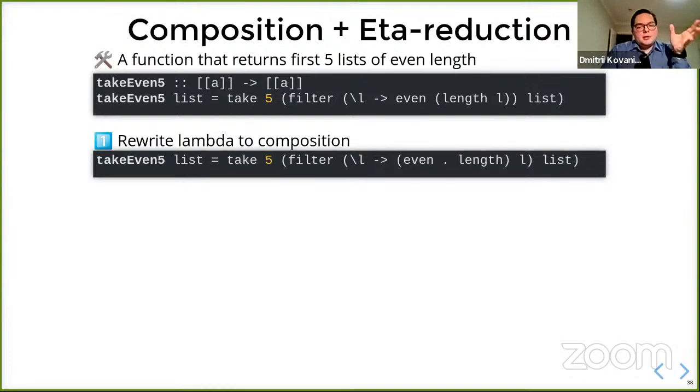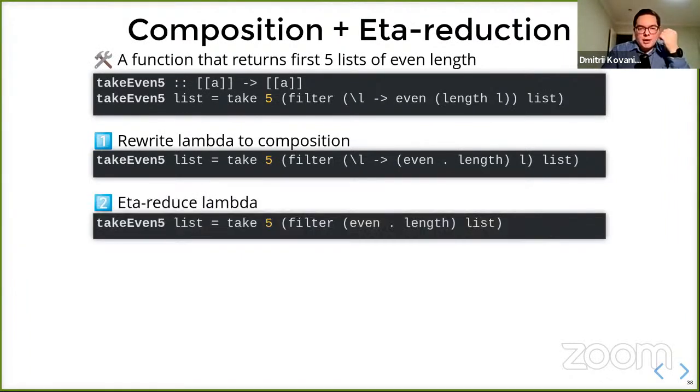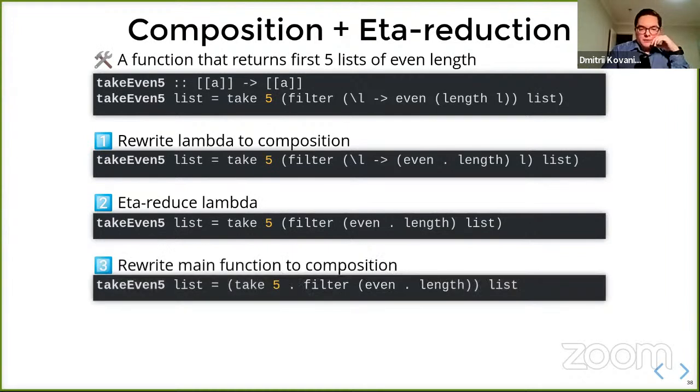So this lambda is basically just a function. We can reduce this L argument. We don't need to have this lambda. We can just pass the composition of even and length to the filter. We don't need to have this lambda or these round brackets. That's nice. Okay, the next step is to do the same with the take 5 and filter function.